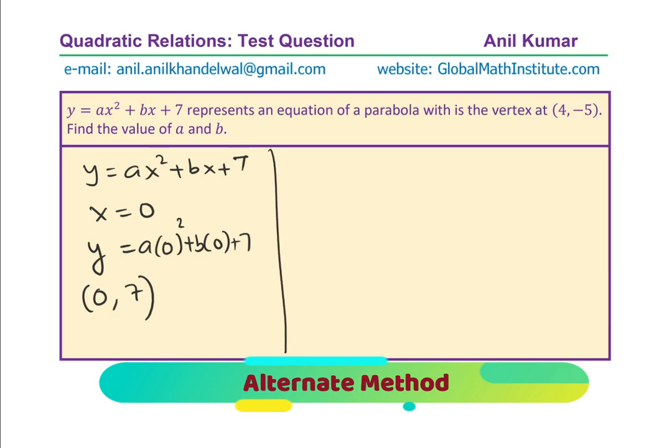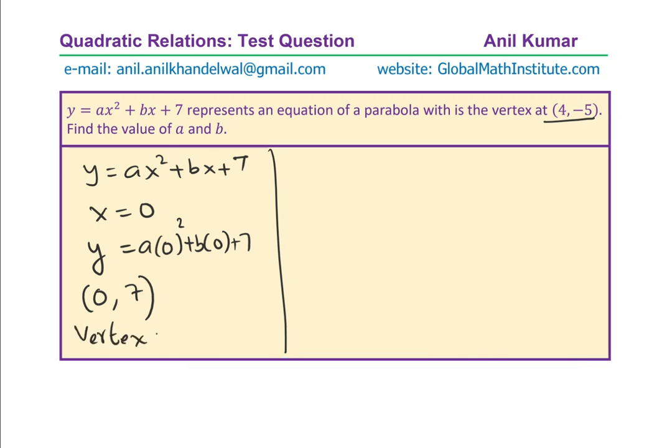We are also given the vertex, and we know, let me write down vertex here itself, which is 4, minus 5. So we actually know 2 points. This one is the y-intercept.